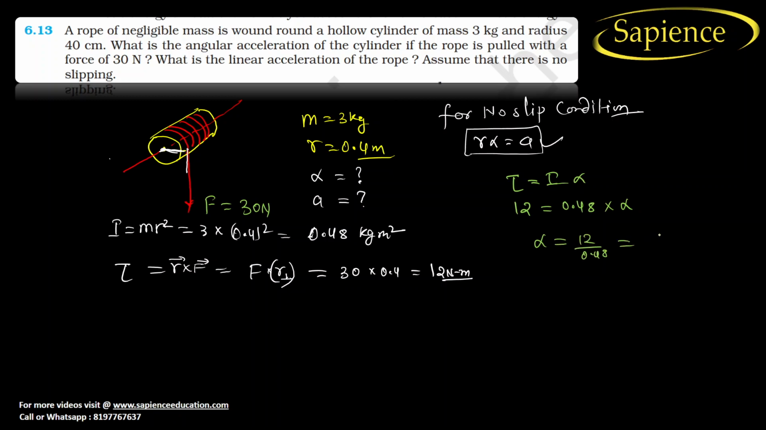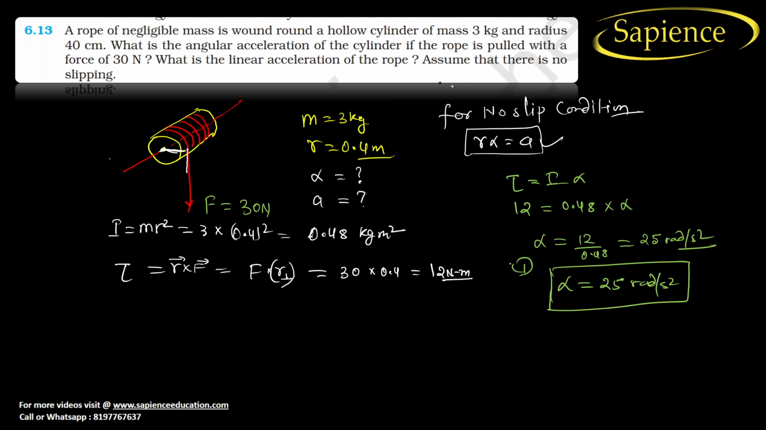So finally we will get 25 radian per second square. So we have got alpha, the value of alpha is equal to 25, that is angular acceleration. So this is the first value we needed to find. So this is answer one.